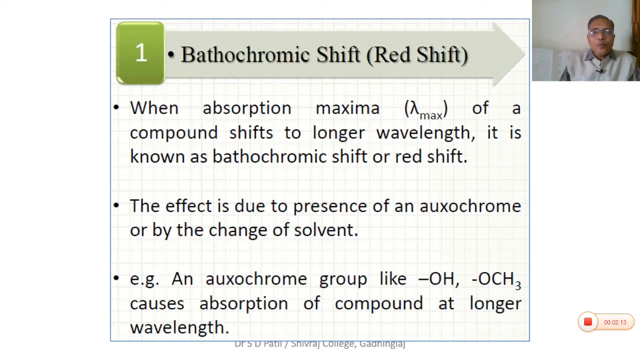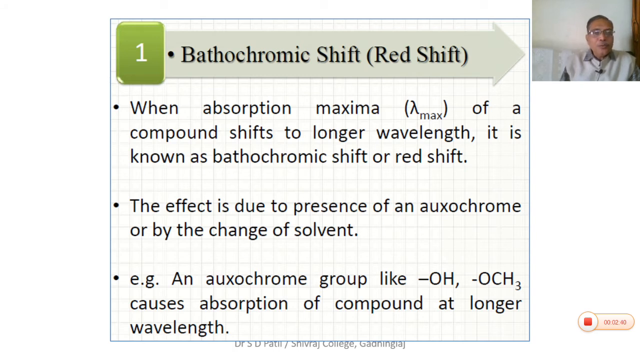In case of bathochromic shift, which is also called red shift, when the absorption maxima, that is lambda max, of a compound shifts to longer wavelength, it is known as bathochromic shift or red shift. In short, bathochromic shift is shifting to longer wavelength. It is also called red shift. In multiple choice questions or objective type questions, you will be asked these things.